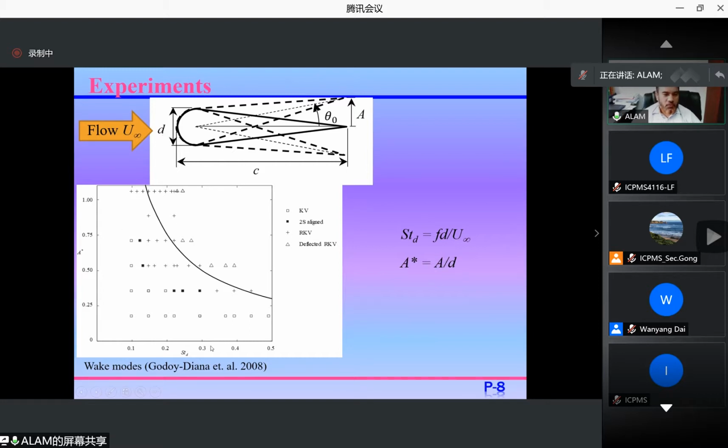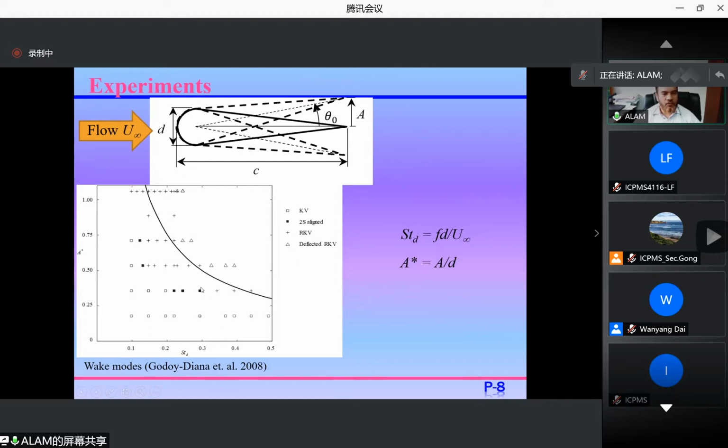So here, when we change the setup, there are two governing independent parameters. One is St_D and another is the amplitude. This is the forced oscillation of the foil, done manually. So when we change St_D and the amplitude, they found different kinds of flow patterns.